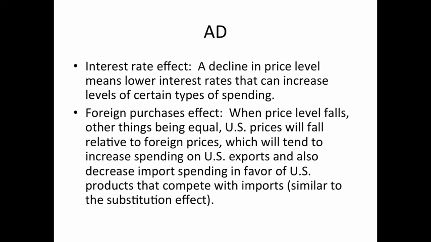Finally, we've got the foreign purchases effect. So again, thinking of a decrease in the price level, ceteris paribus, everything else stays the same. If prices of goods generally in the United States fall compared to goods and services produced in other countries, that should increase spending on US goods, so US exports should rise. Also, conversely, spending on foreign goods, imports into the US, will go down. So you think of XN, net export spending, that's going to be going up. So the price level in the US falls, spending on US goods and services should rise.